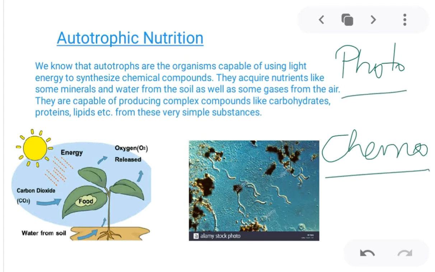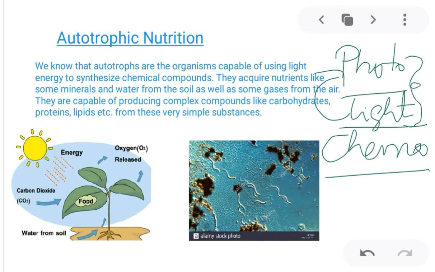Phototrophic and chemotrophic mode of nutrition. So what is meant by phototrophic? Phototrophic is nothing but organisms which can obtain their food by utilizing light energy. You all know what is photo. Photo is related to light. So organisms which can utilize light energy and can prepare their own food are known as phototrophic organisms, or the phototrophic mode of nutrition. The best example for this is all green plants. All green plants come under that.